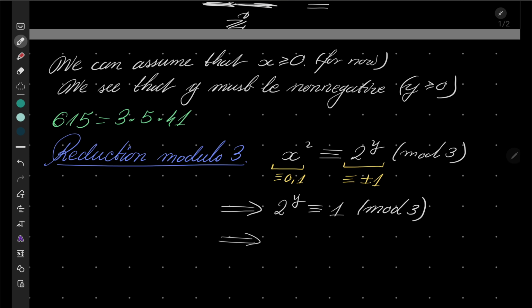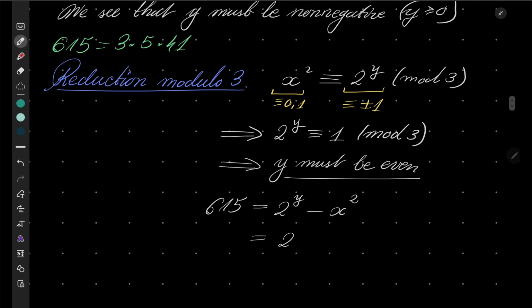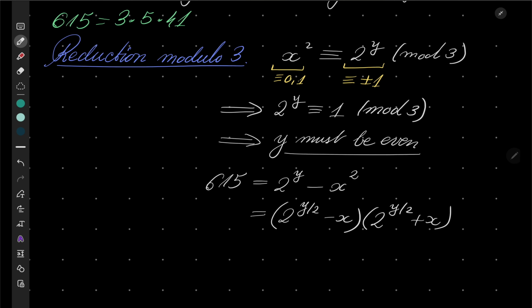But this implies, in turn, that y must be even. Why? Because 2 to the first power would be congruent to minus 1, 2 to the second power is congruent to plus 1, and so on and so on. It alternates between 1s and minus 1s. So y must be even. It's very important. Why? Because now we can write the following. 615 equals 2 to the power of y minus x squared. But because y is even, we can factorize our expression in this manner. And we are still dealing with integers, because y over 2 is a non-negative integer.